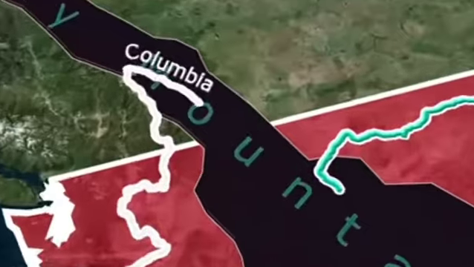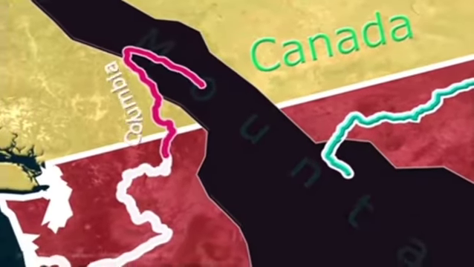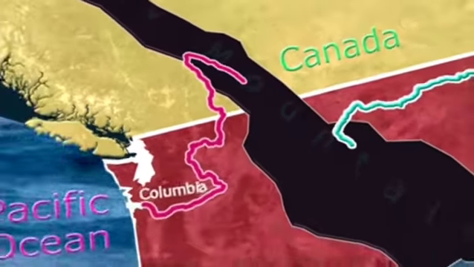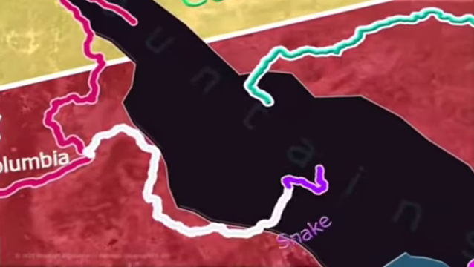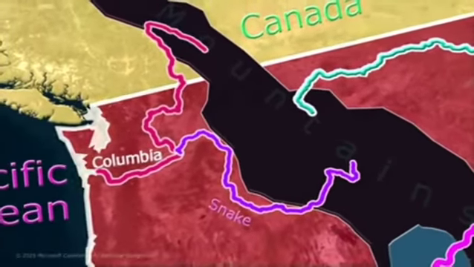Now, let us study the Columbia River, which originates in the Rocky Mountains of Canada, flows through the northwestern United States, and finally empties into the Pacific Ocean. Its major tributary, the Snake River, also rises in the Rocky Mountains and joins the Columbia within the United States.